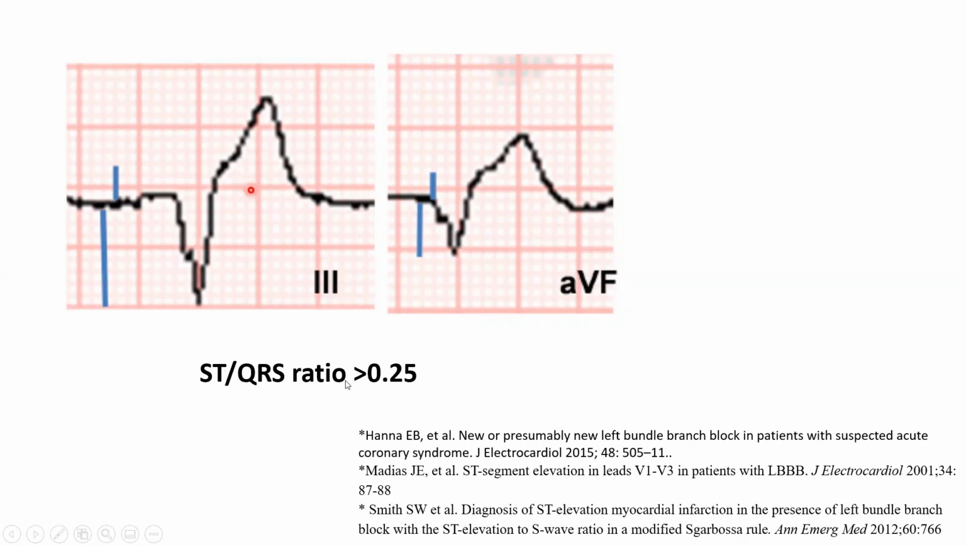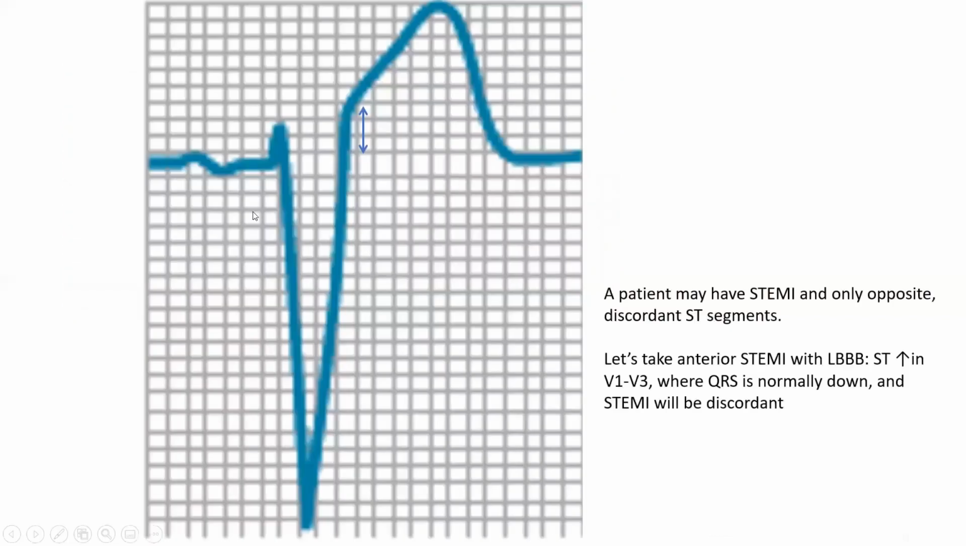So the over 25% is much more sensitive, almost 100% sensitive, and 88% specific for STEMI in both my paper and the Smith paper. So 100% sensitive, 88% specific for STEMI. Smith has fine-tuned this ratio to 20%. I did too in my paper. I still think it's best to use the 25%. And this is how we measure it. You measure the QRS, mainly the S wave, and you measure the ST segment and you calculate the ratio.